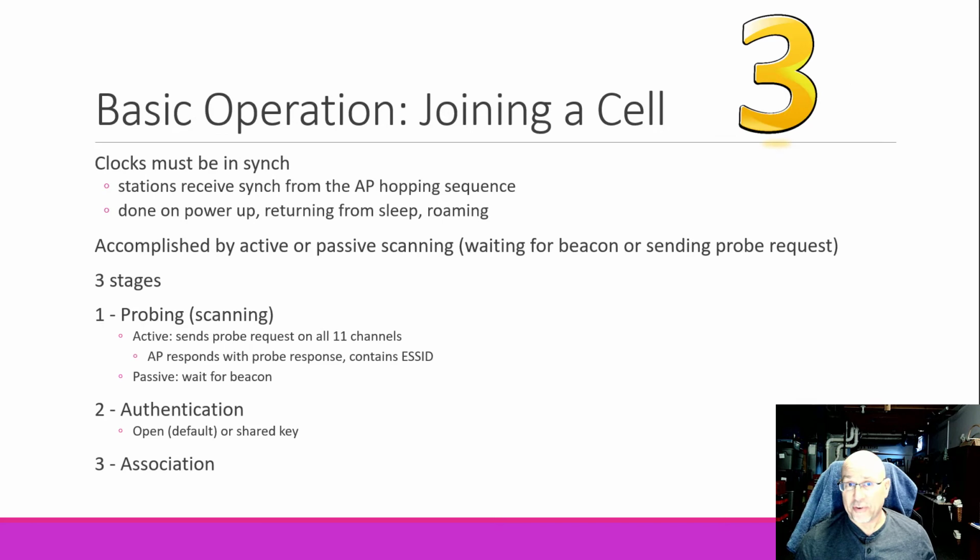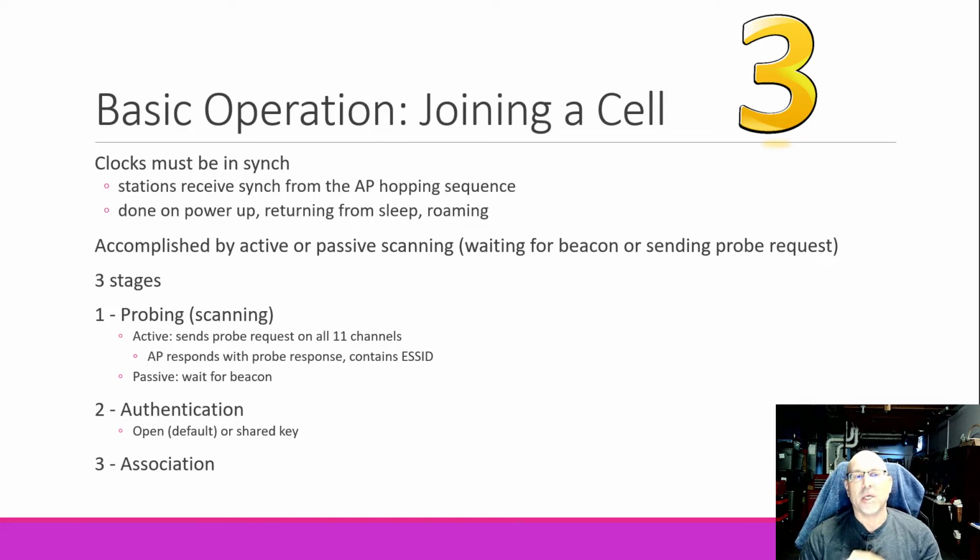So let's talk about our first operation, and that is joining a cell. Before you can do anything on a wireless network, you've got to join a cell. And there are 3 stages to this. We have to probe, we have to authenticate, and we have to associate. To do this, we need the clocks to be in sync, and we get this information from the access point.